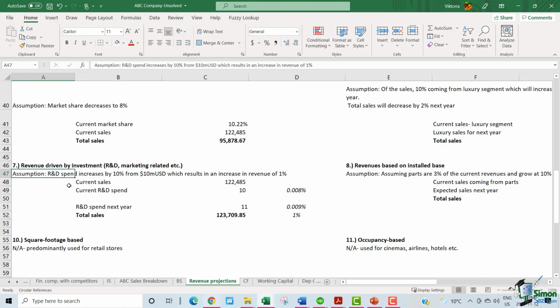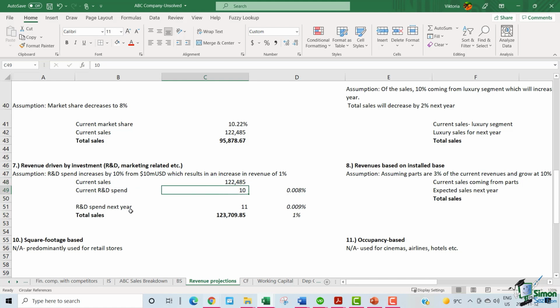Let's see how we can apply this approach to forecasting our sales for ABC. If we assume that the R&D spend increases by 10% and it's currently at 10 million USD, it will result in an increase in revenue of 1%. So the current sales is $122,485 and the current R&D spend is 10 million USD.